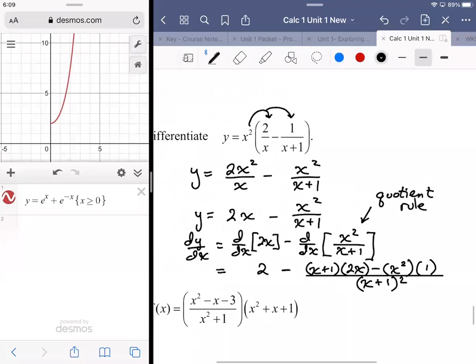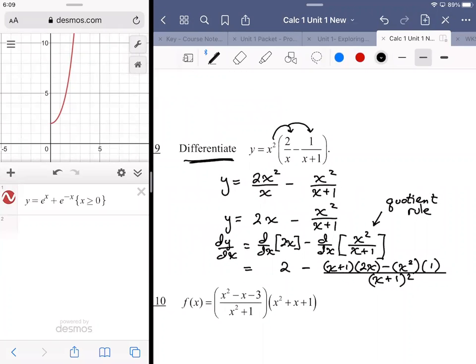Unless the directions told you to simplify, they just said differentiate. And remember, differentiate is another way of saying derivative. So you get all these different ways of saying the same thing. Find the slope of the line tangent to the curve. Find the instantaneous rate of change. Find the derivative. Differentiate. They all mean the same thing.